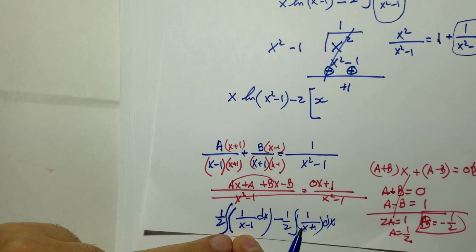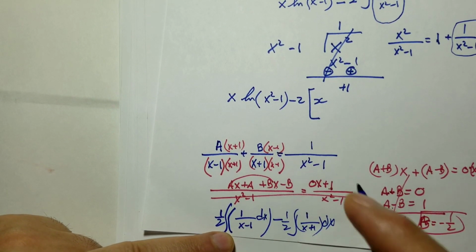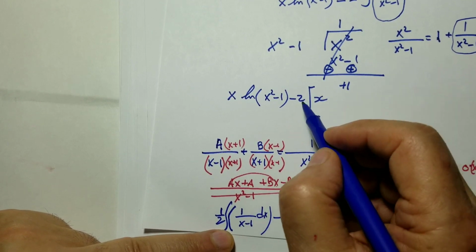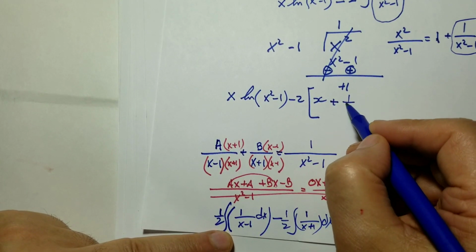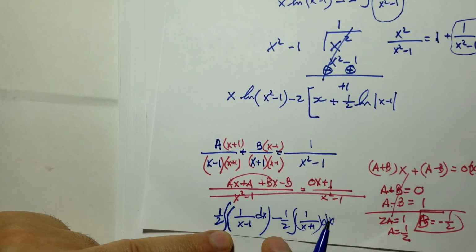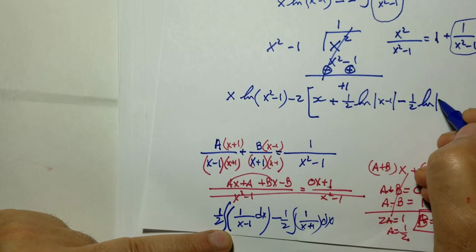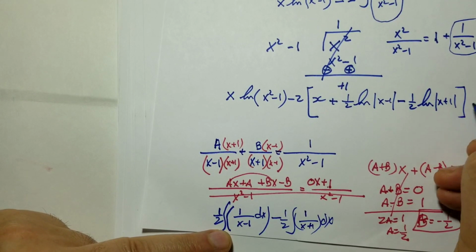What is the integral of that one? The antiderivative of that one? Natural log of x minus 1. Therefore, remember I have a negative, I put plus 1/2 natural log of quantity x minus 1 minus 1/2 natural log of a quantity x plus 1 plus c.